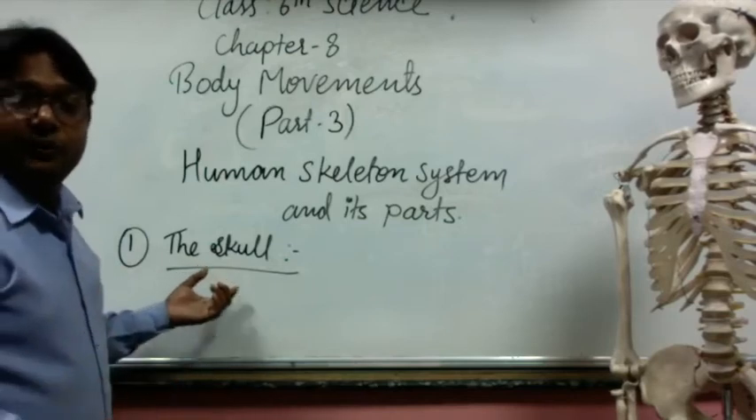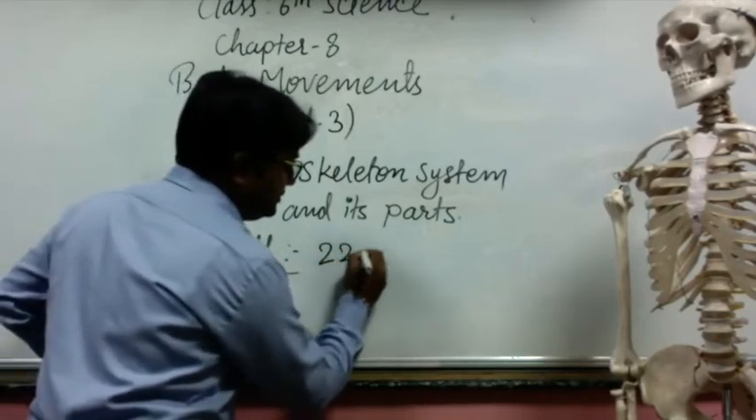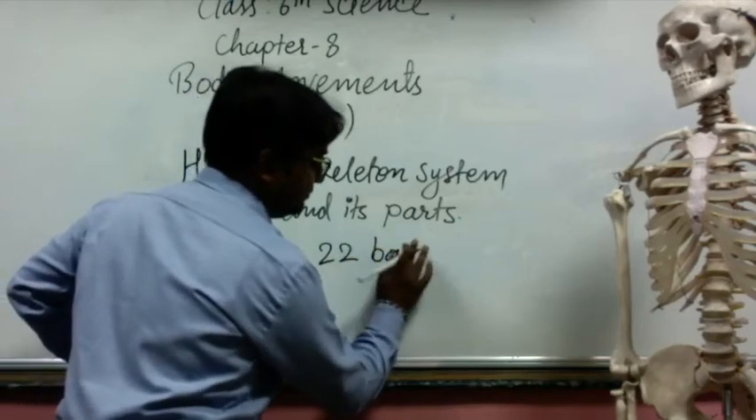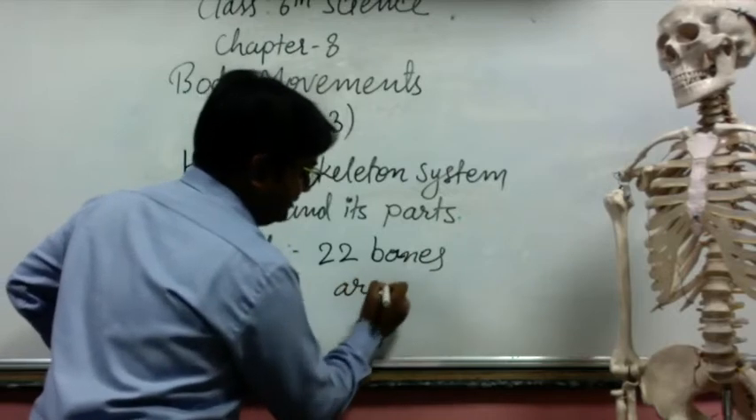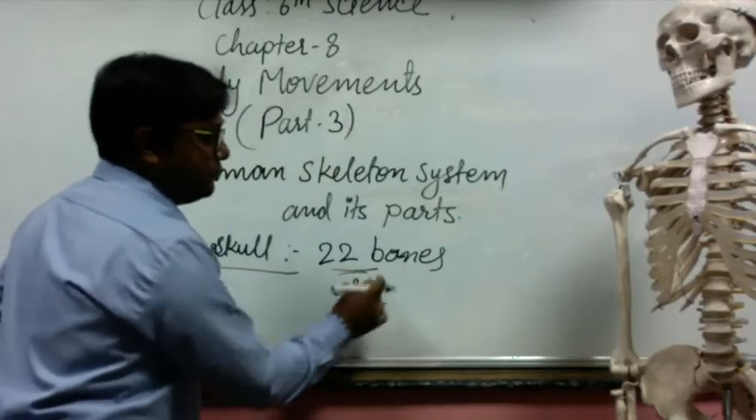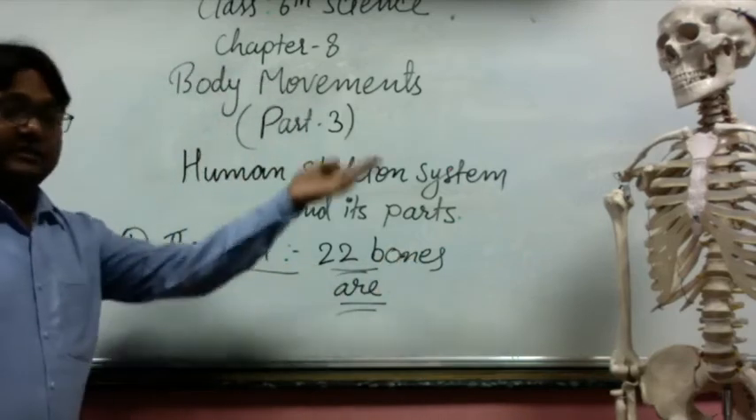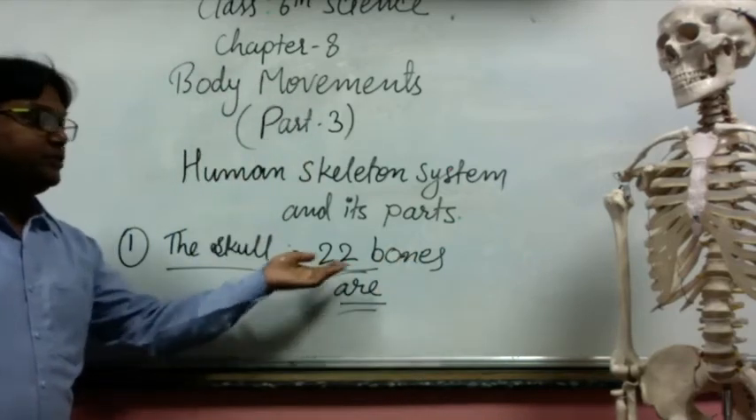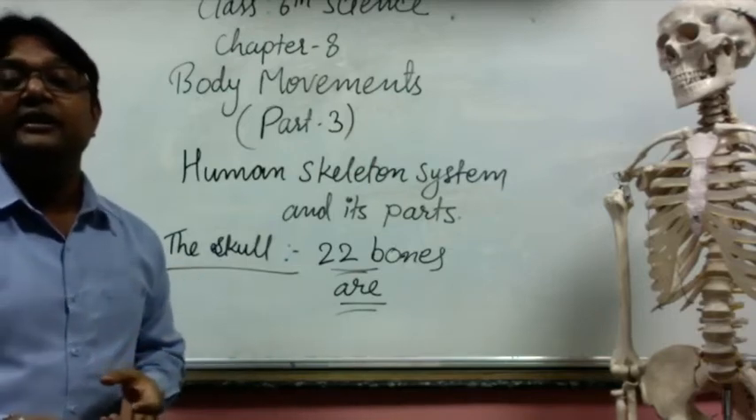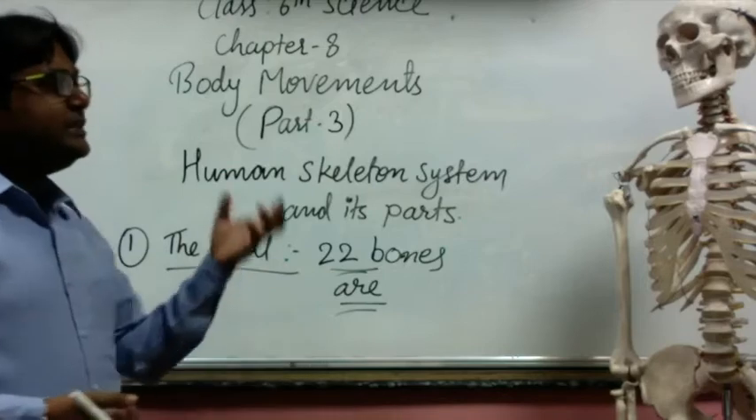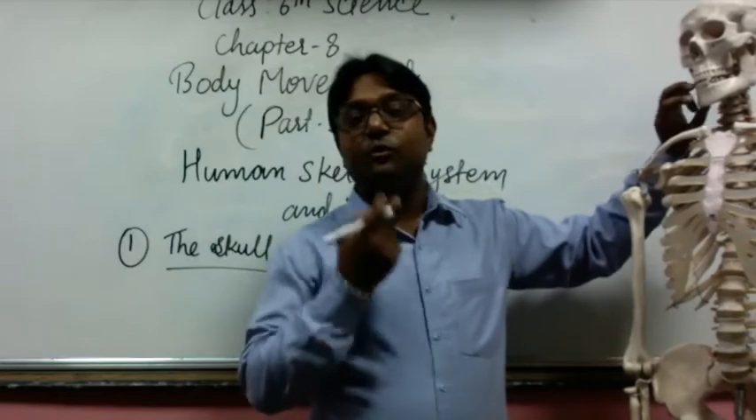How many bones are required to form the skull? The skull is made up of 22 bones. They are fused together and form the human skull. The human skull has one movable joint, that is the lower jaw.